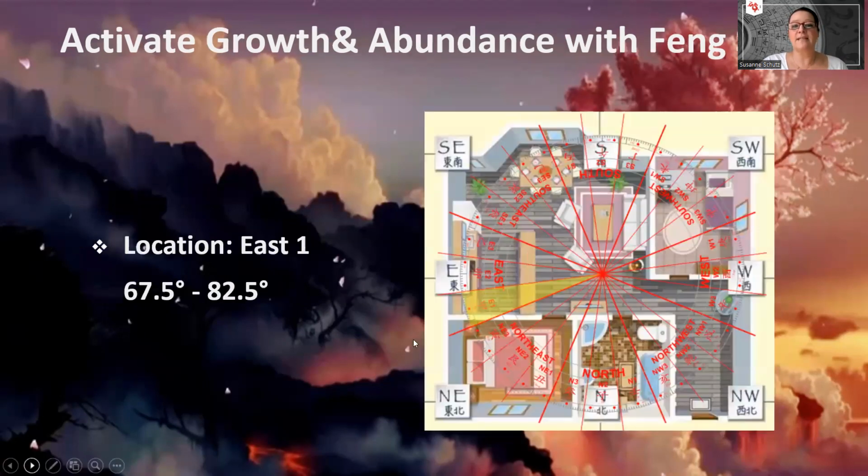Now, this water activation has to take place in the East 1 sector of your home or your office, because this is a growth and abundance activation. So you can easily also do this at the office if you want to manifest business growth or business abundance, financial abundance into your life. If you are a business owner, do this at the office as well. If you're working from home and you want to activate this sort of growth and abundance for your business, then obviously do this at home.